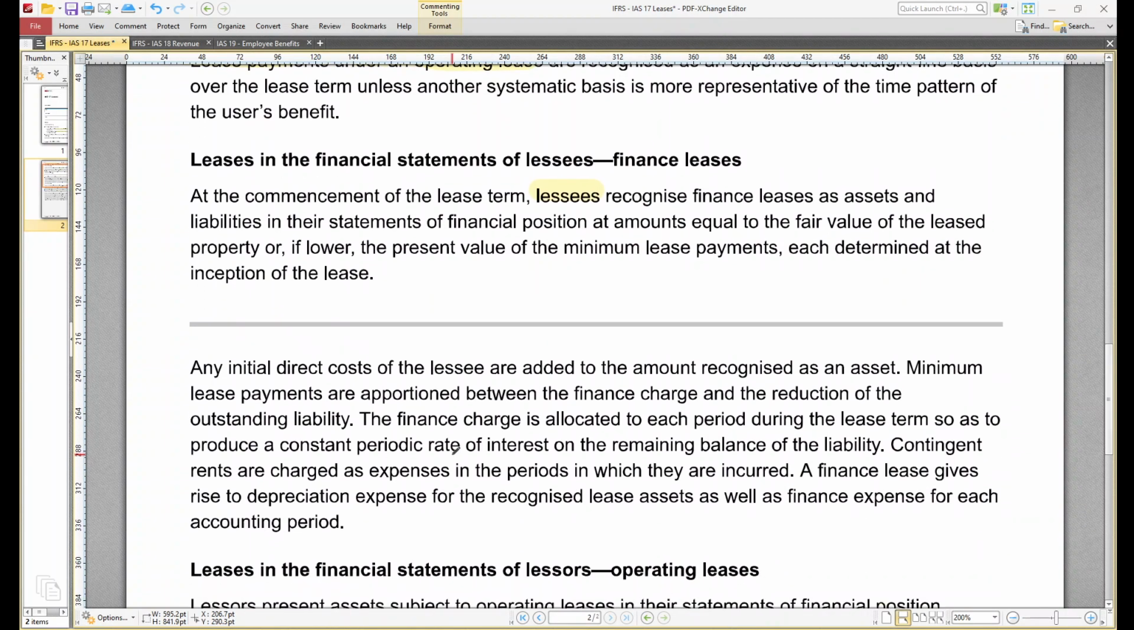Any initial direct cost of the lessee are added to the amount recognized as an asset. So, yung initial direct cost of the lessee nung nagre-renta can be added to the amount of the asset. Minimum lease payments are apportioned between the finance charge and the reduction of the outstanding liability. Ito yung nagkakaroon tayo ng allocation. So, I hope na nare-recall nyo to.